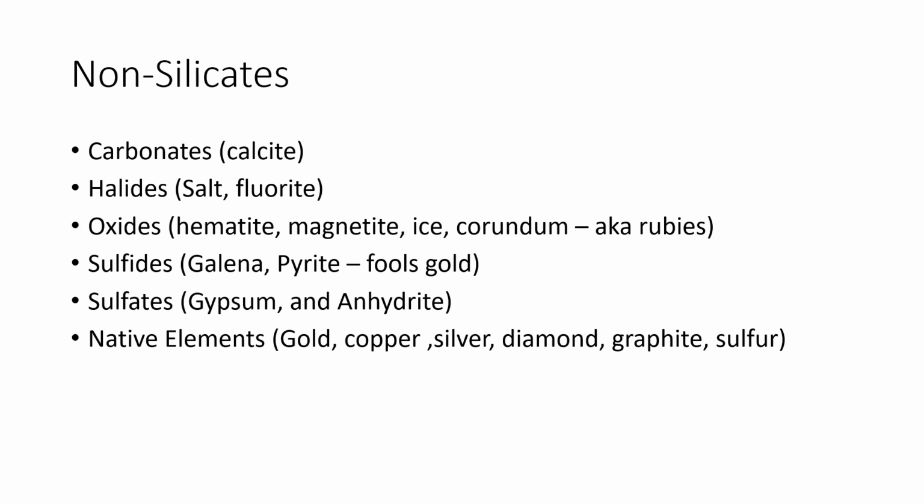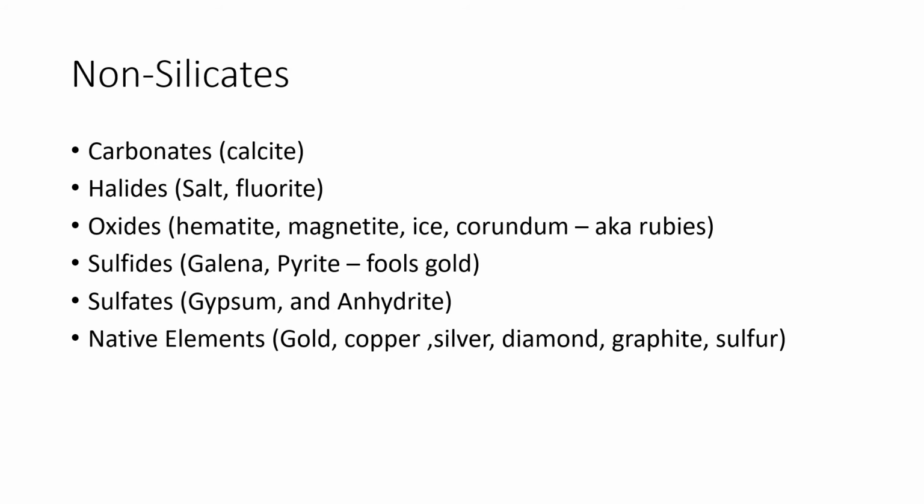So where silicates are 92% of minerals, non-silicate minerals are the other 8%. They generally make up sedimentary rocks, accessory minerals, and ore deposits. These groups are carbonates, halides like salt and fluorite, oxides like hematite and magnetite, sulfides like galena and pyrite, sulfates like gypsum and anhydrite, and native elements like gold, copper, silver. So these are equally as important for trade and industry.